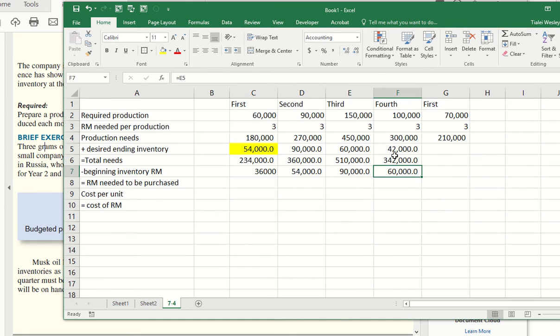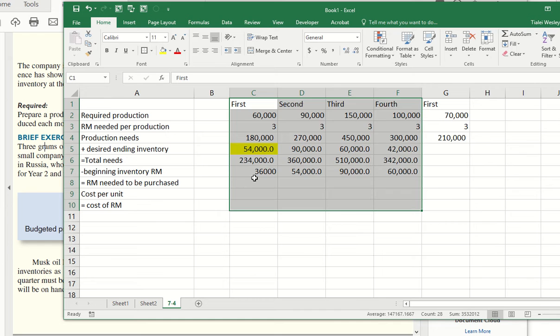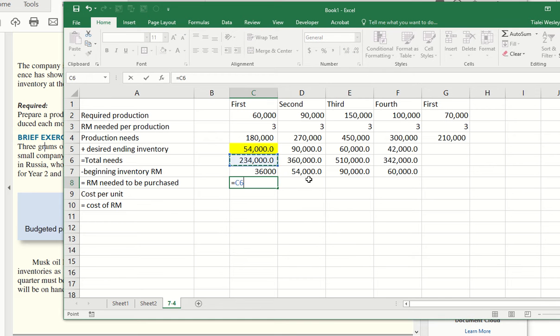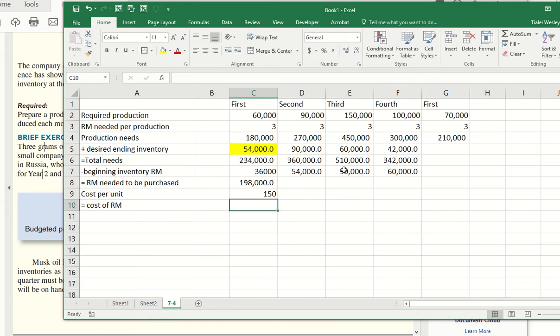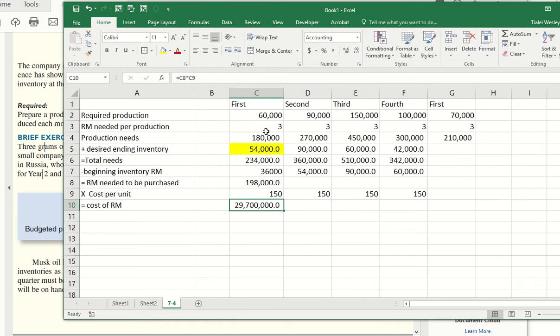Okay. And I think we're just worried about this first year, if I'm not mistaken. Right, so follow the formula, our total needs minus our beginning inventory of raw materials. We have that on hand, which can help lessen our production needs and our total needs. And then our cost per unit, it said it was 150 rubles per kilogram. We will times that to get the final amount of rubles that we're going to need. It's going to be quite large because we're using a different currency, and that's okay.